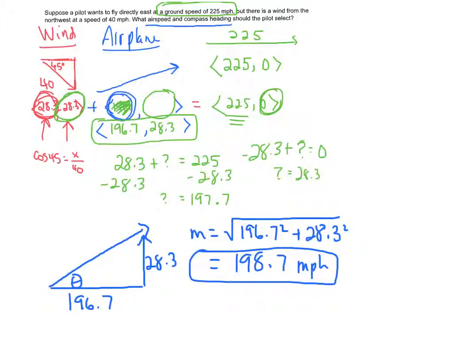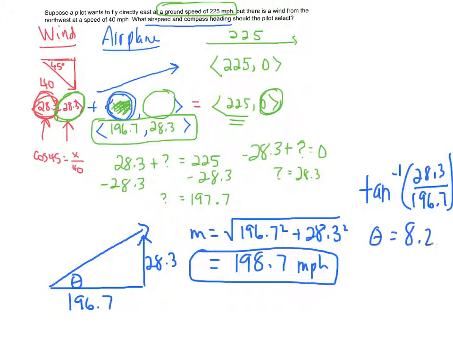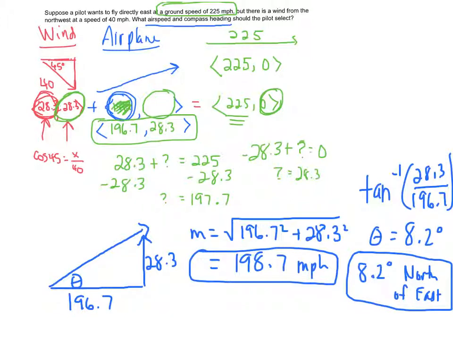So to do that, I'm going to do tangent inverse of 28.3 over 196.7. And I'll type that in my calculator. And when I do that, I get a theta value of 8.2 degrees. So I would say 8.2 degrees north of east. And there we have it. We have our airspeed, magnitude, and compass heading, 8.2 degrees north of east.